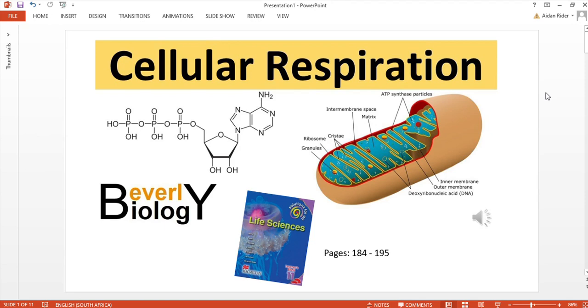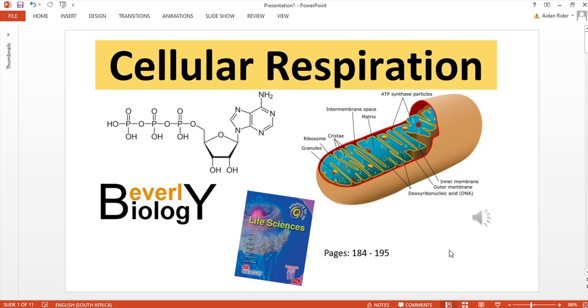Good morning. So today we're looking at the process of cellular respiration in your textbooks, from pages 184 to 195. Cellular respiration occurs in the cells of all plants and animals like us. Basically, cellular respiration is about making energy for our bodies to be able to move and to grow. So it's the process that gives us energy to do the things we need to do in our daily lives, for plants and animals.